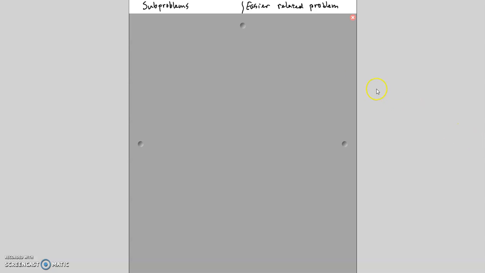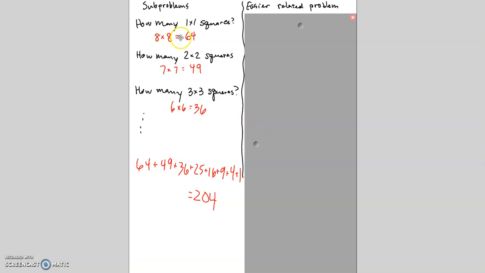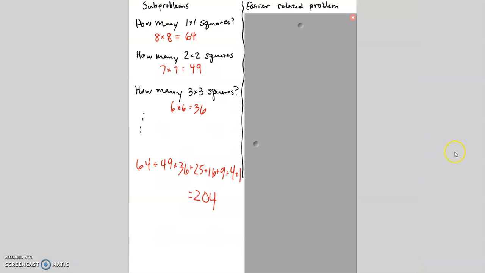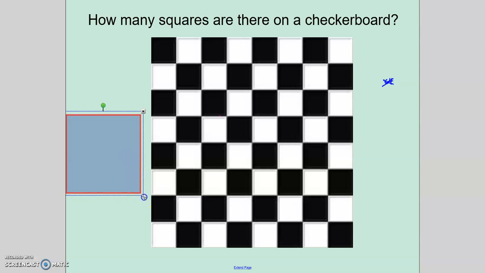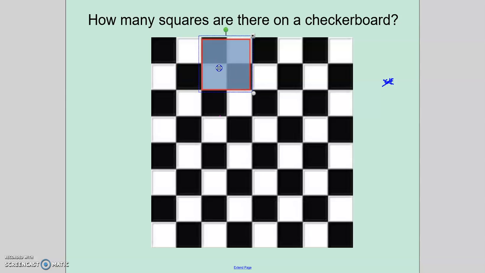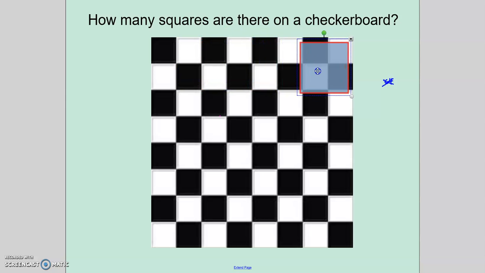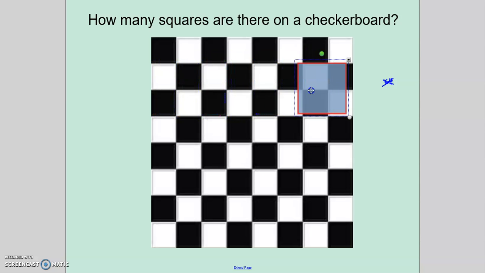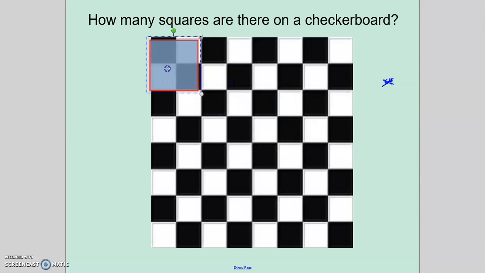First, I'm going to show you how you might approach this problem using subproblems, which is not the strategy from this chapter. But here's what subproblems might look like. You might say, okay, how many 1 by 1 squares are there? So you count up all these little squares and there are 64. And then you say, okay, how many 2 by 2 squares are there? So you count how many 2 by 2 squares there are. Those would be squares like that size. So there's 1 and 2, 3, 4, 5, 6, 7. And then 1, 2, 3, 4, 5, 6, 7 more, and 7 more, and all the way down.